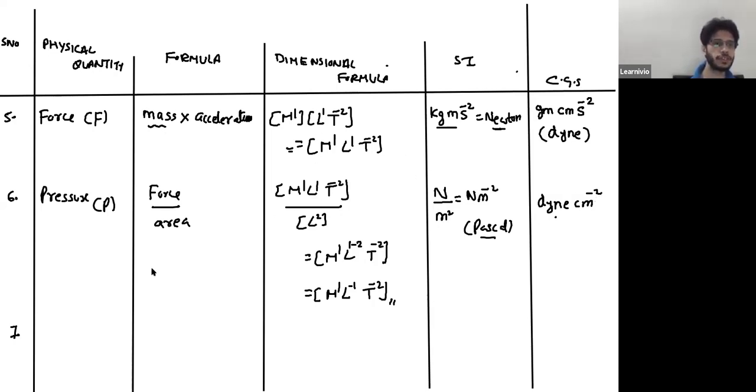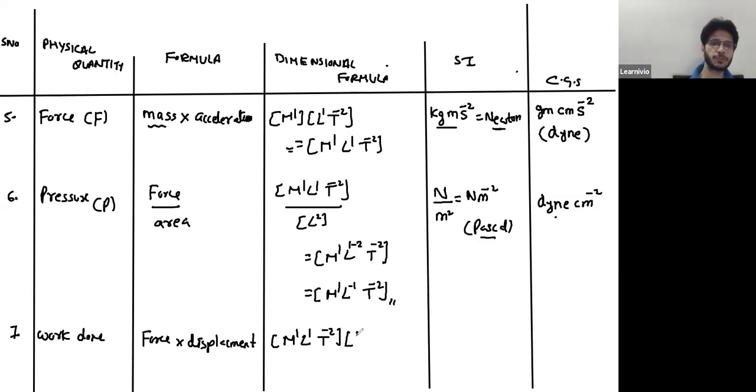The next quantity is work done. Work done is simply the product of force and displacement. Janvi, what should be the dimensional formula of work done? M1 L2 T to the power minus 2. Good. Force is just M1, L1, T minus 2.